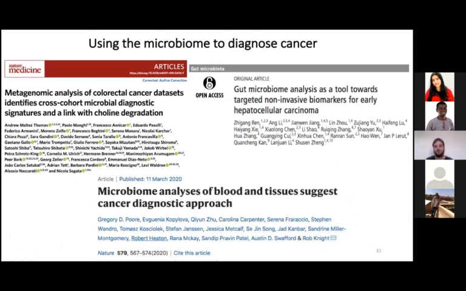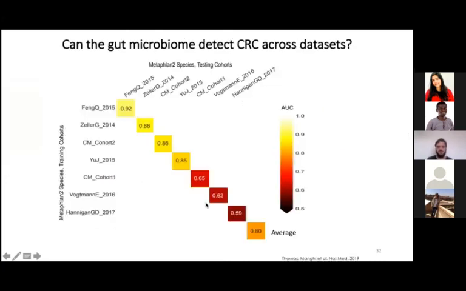We can also think of applications of the microbiome. So what other applications can the microbiome have in terms of cancer? First off is using the microbiome to diagnose cancer. These are some of the papers that have come out in the past few years that have shown the potential of the microbiome to diagnose cancer, both in terms of hepatocellular carcinoma and also from blood and different tissues. So I'll talk a bit more in depth about what we did.